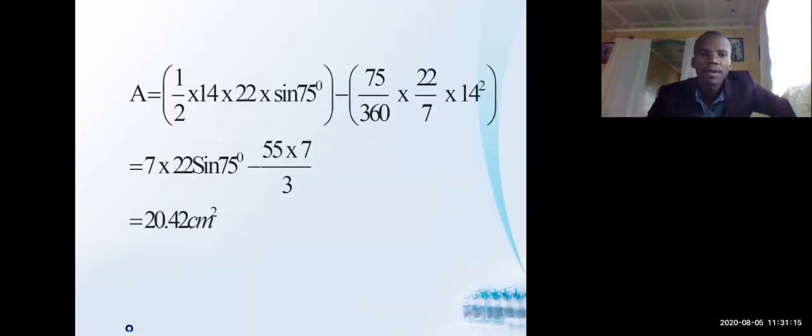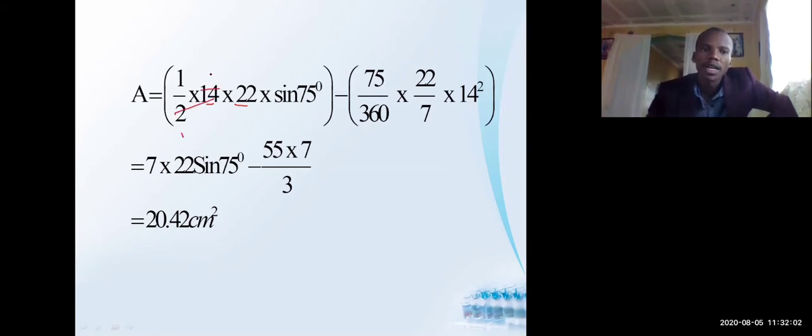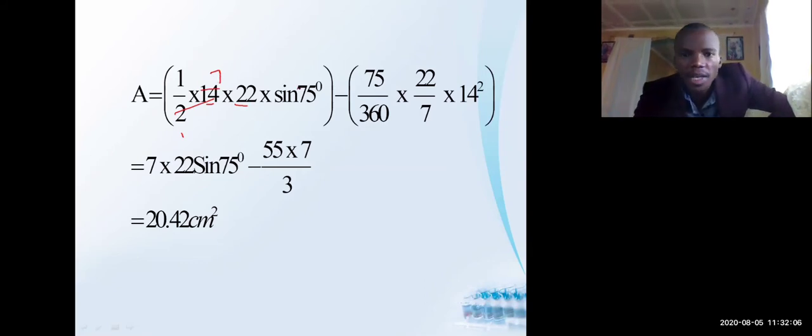I did the calculation earlier. So you can see that is a half times 14 times 14. That is a half AB sine C times sine 75 minus 75 over 360 times pi r square, which is 22 over 7 times 14 times 14. So from there, if we check very well, we'll be able to get the answer. This one goes here, 7 times. So we'll now have 7 times 22 times sine 75.